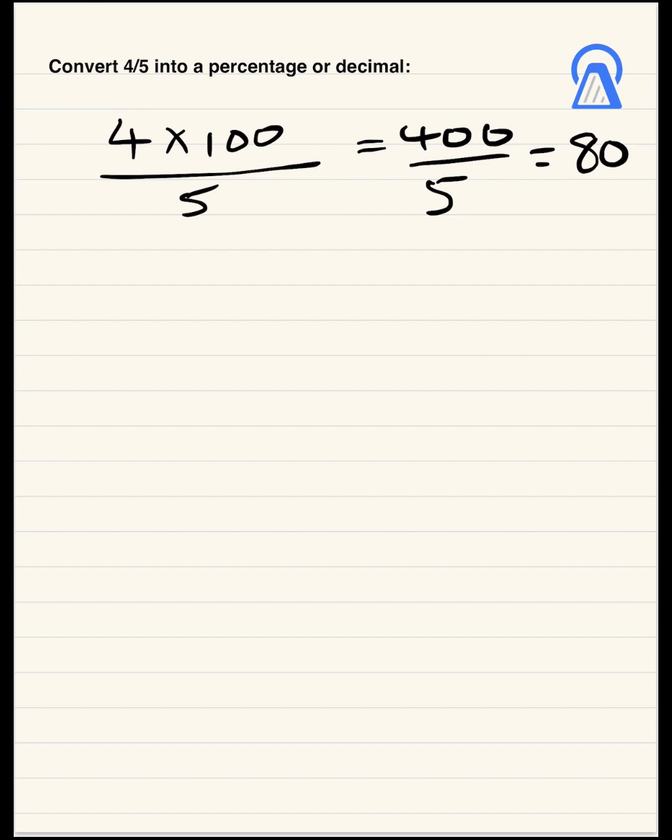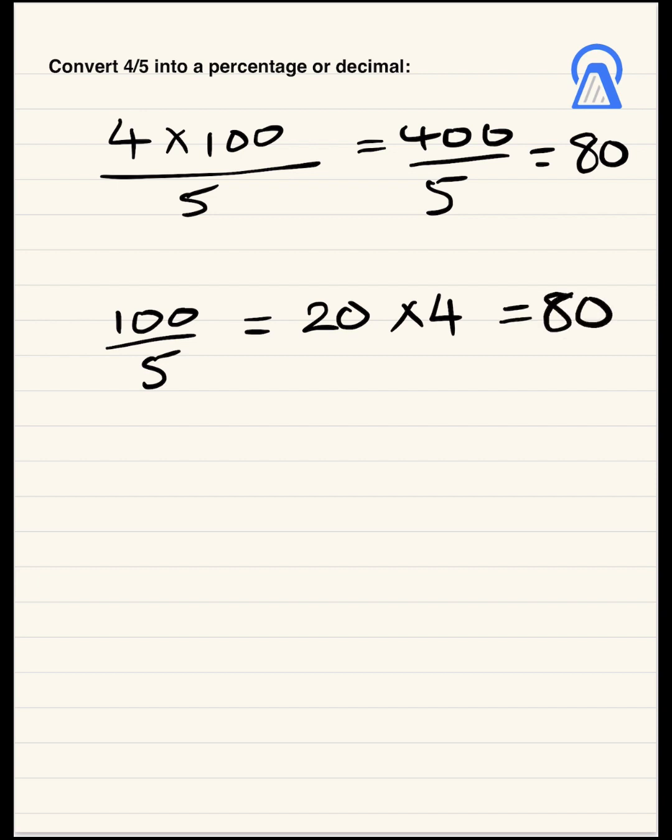Alternately, if you prefer, what you could do is do the 100 and divide it by 5 first, which gives you 20, and then you can multiply by the 4. It doesn't matter the order. What matters is following the method that works for you. This works very well as long as the denominator happens to also be a factor of 100. So these would be 80%.